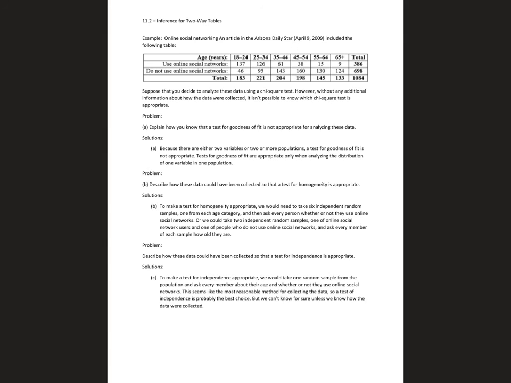Finally, for part C, to test for independence, we would take 1 random sample from the population and ask every member about their age and whether or not they use online social networks. This seems like the most reasonable method for collecting the data, so a test of independence is probably the best choice. But we can't know for sure unless we know how the data were collected. That wraps up part 2 notes for 11.2.